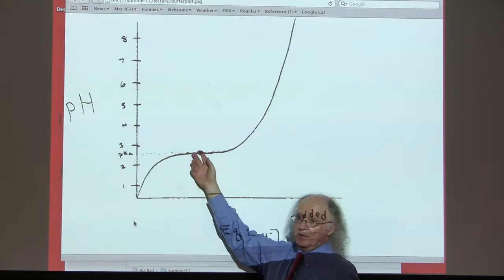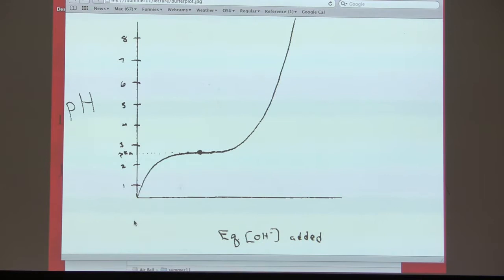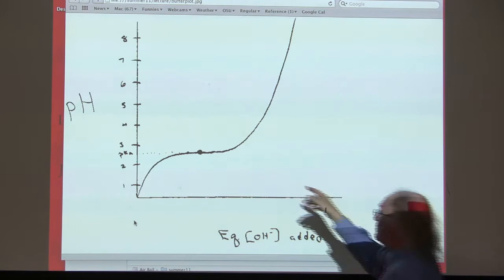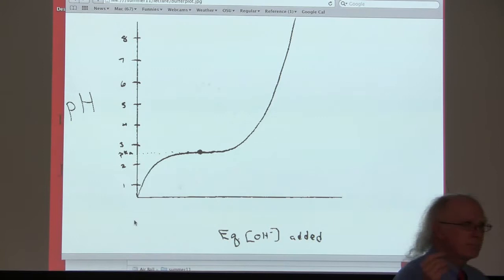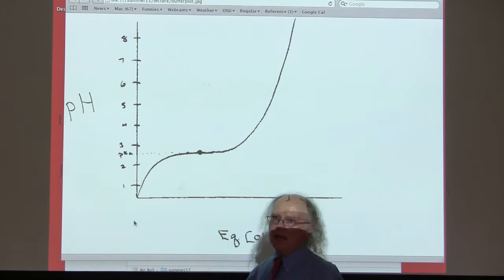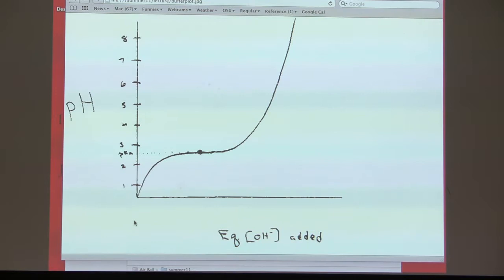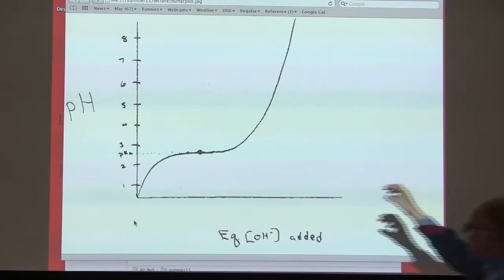Now, you'll notice that this graph is flattest at the pKa. And by the way, pKa is nothing magical. The pKa is a pH. Remember, it's the pH at which salt equals acid. We call it pKa, but it's just a special pH. This curve is flattest at the pKa. What that means is this buffer's ability to resist change in pH is greatest when the pH equals the pKa.